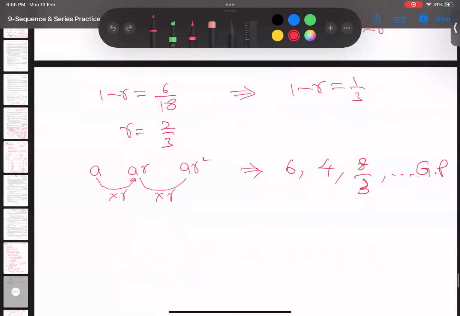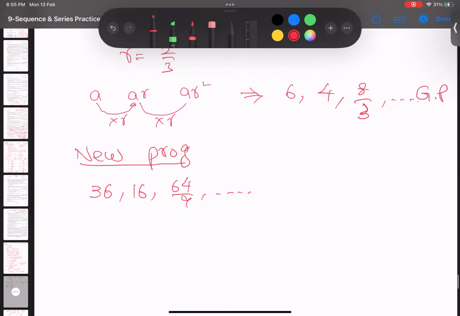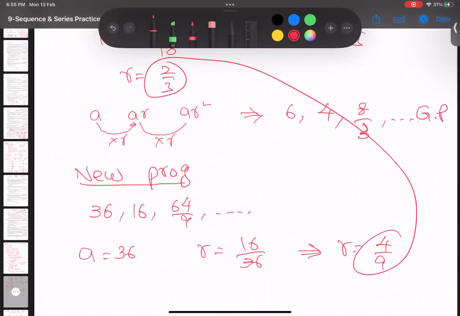So let's see now. He says the new progression is what? For the new progression, we square the numbers: square, square, square. I get 36, I get 16, I get 64 by 9, and so on. In this sequence, the first term is 36 and the common ratio is 16 over 36, which gives us 4 over 9. It means that the common ratio is also squared.